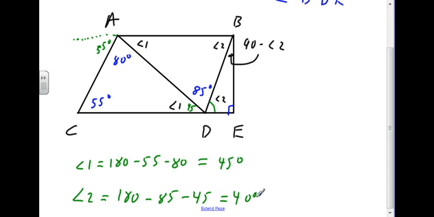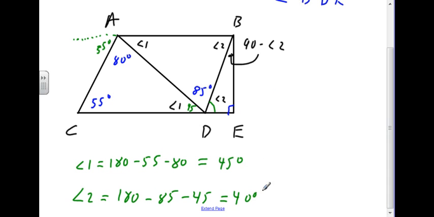Well, I mean, the picture is just a picture. Yeah, I agree with your analysis. Okay, did I do it wrong? Alternate interior, those two have to be the same. This is 85. That's 45. That's got to be 40 degrees. Okay, well, I'll go with 40 degrees.